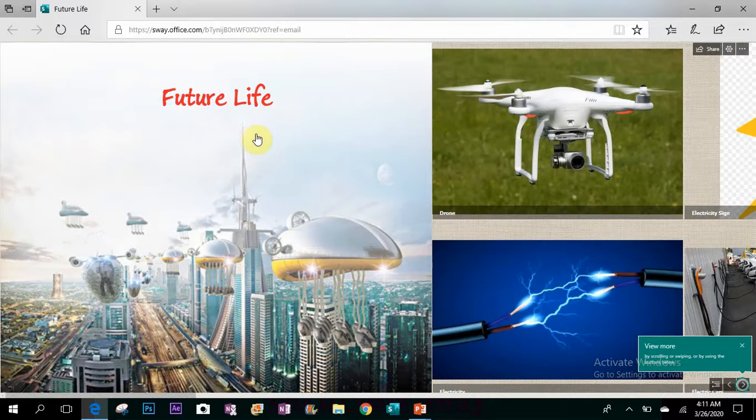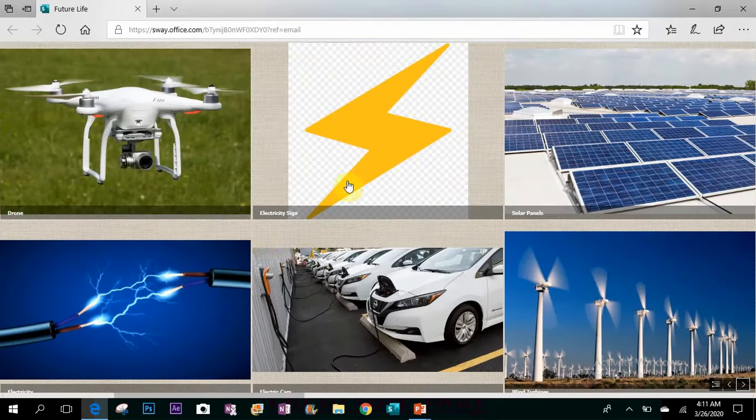And imagine our future life. What do you think, guys? Do you think that we're going to have some spaceships flying everywhere? Okay, let's have a look at some pictures that will be covered in lesson 3.